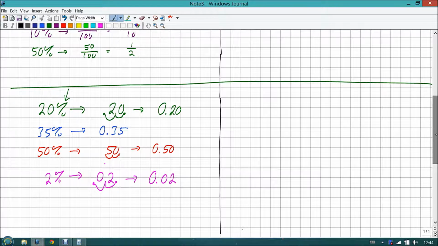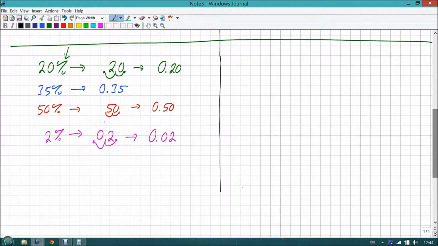And what if we have a decimal for a percent, like 0.015%? Well, to convert that into a decimal, we rewrite our percent, and then we take our decimal point and we move it over 2 spaces. Notice now I have 2 empty spaces, which I fill with zeros. So this would really become 0.00015.